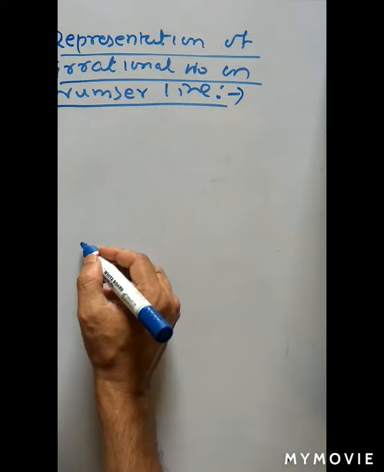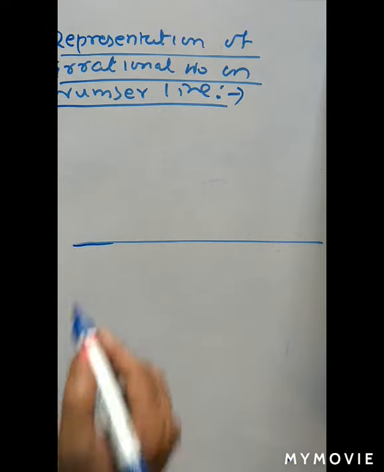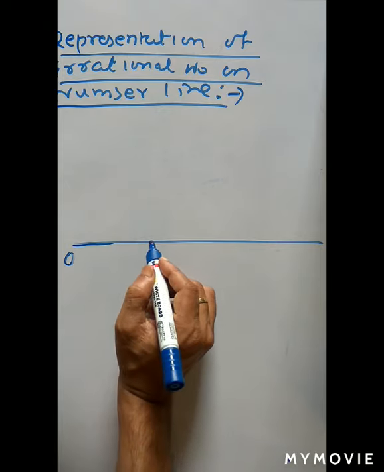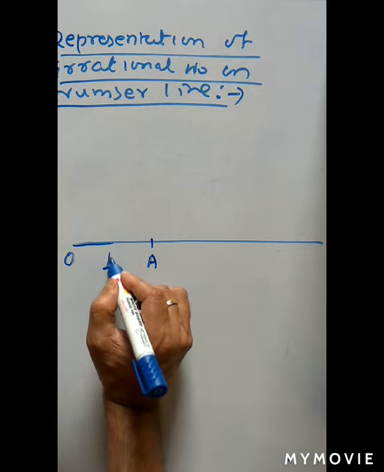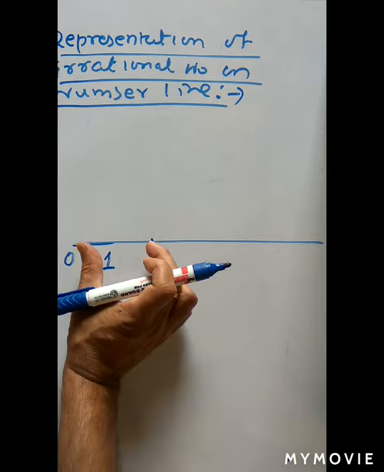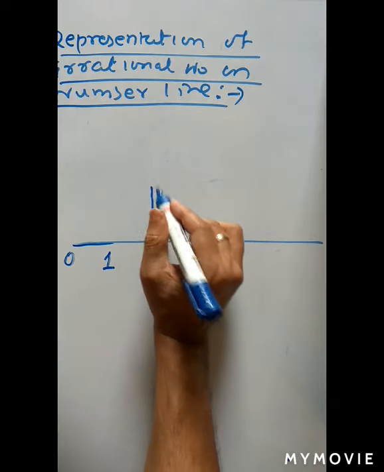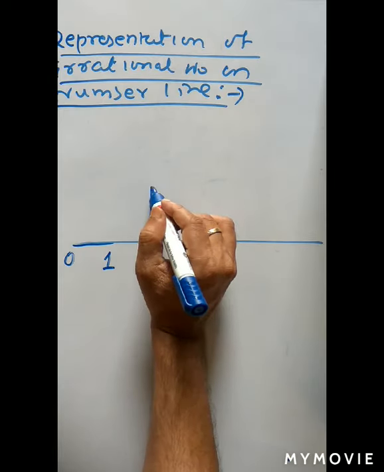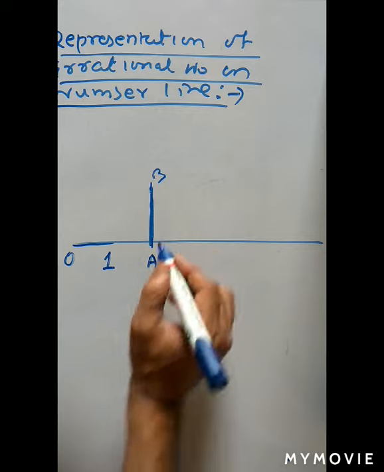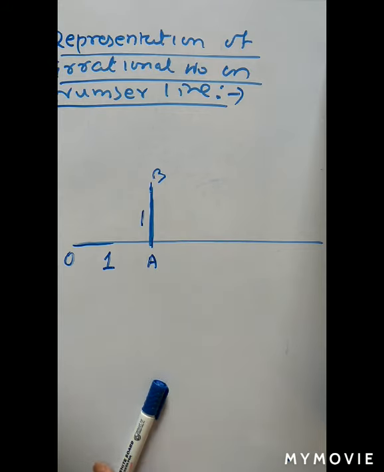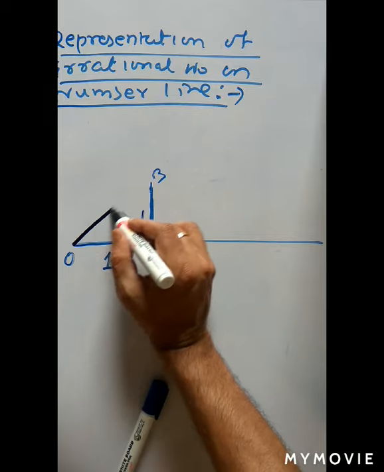Suppose this is a number line, clear? And this is O, this is A. Now you take OA as 1 unit. The value of OA is 1. And take a vertical line from A, and let us say this is point B. Take AB equal to 1. If OA is equal to 1 and AB is equal to 1, then what is OB?